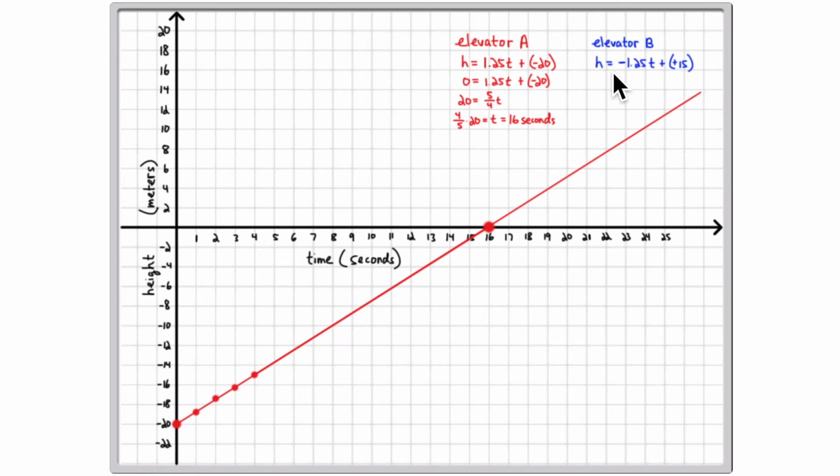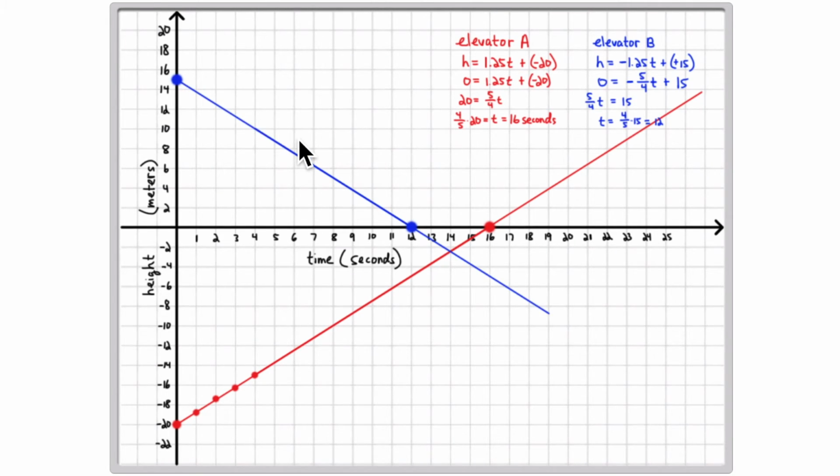So elevator B, the graph of this equation for elevator B, the height goes to the y-axis at positive 15 meters. So right here, positive 15 meters. So for this graph, I only use those 2 points. So if you replace height with 0 meters, what is the time when the height is 0 meters? So this elevator B is going down, down, down. Again, it's easier for me to see that when the axes are labeled and used in this way, as time on the horizontal axis and height on the vertical axis. So the height of elevator B is going down.